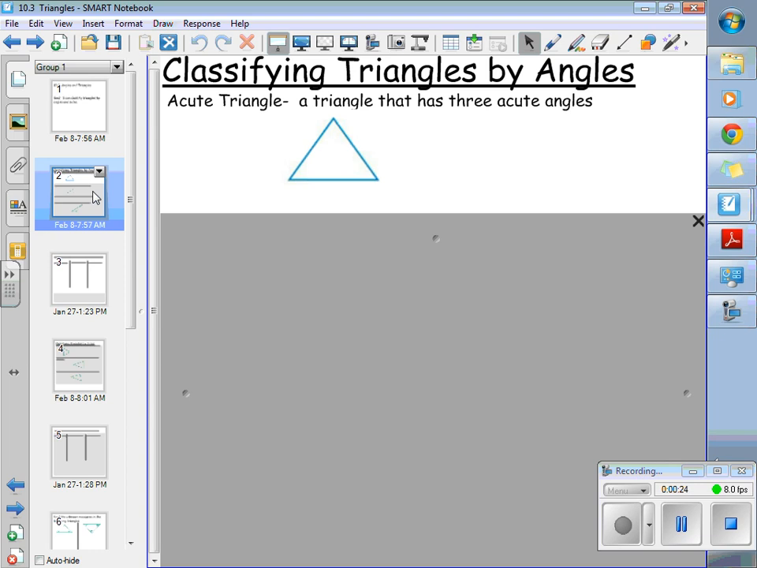So, an acute triangle is a triangle that has 3 acute angles. There's a picture of an acute triangle. Not the only acute triangle out there, but it is an example of one.